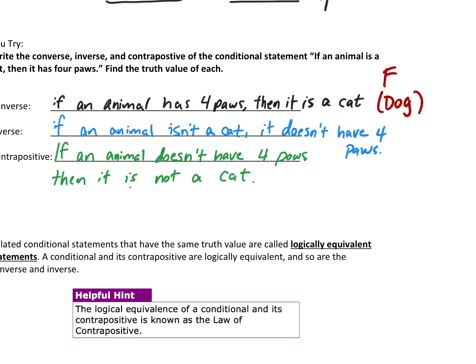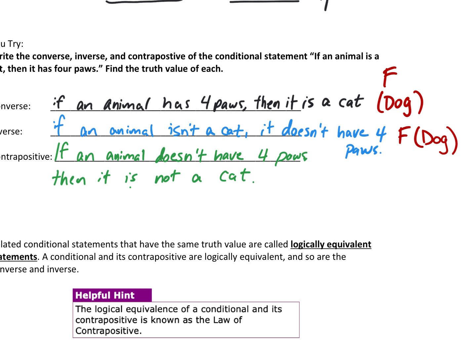For our inverse, this is the case where we negate both statements. We say if an animal is not a cat, then it does not have 4 paws. Well, again, that's going to be false. And again, we're going to use our trusty dog here to be our counterexample, right? If an animal isn't a cat, then it doesn't have 4 paws. That's just false, because we can come up with an animal that's not a cat that does have 4 paws.